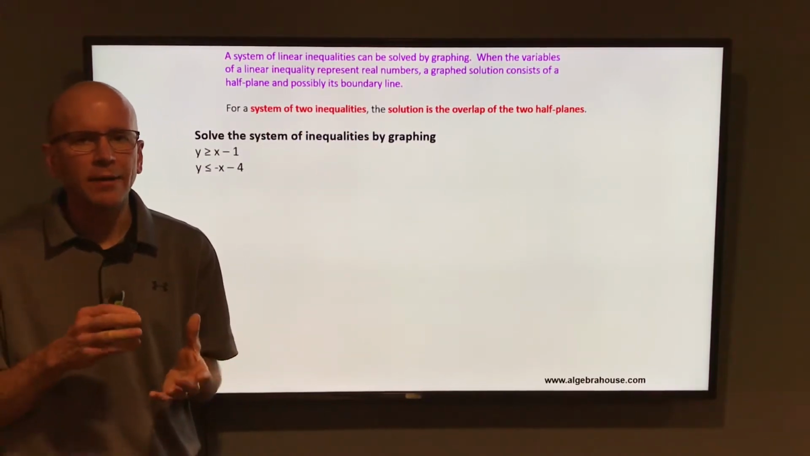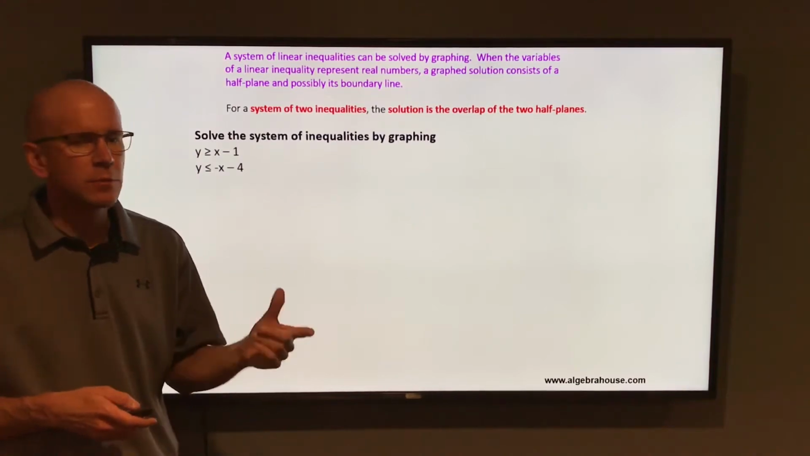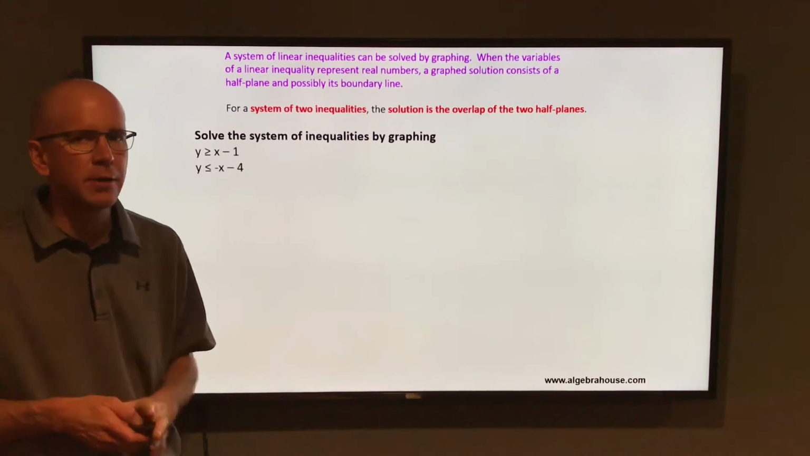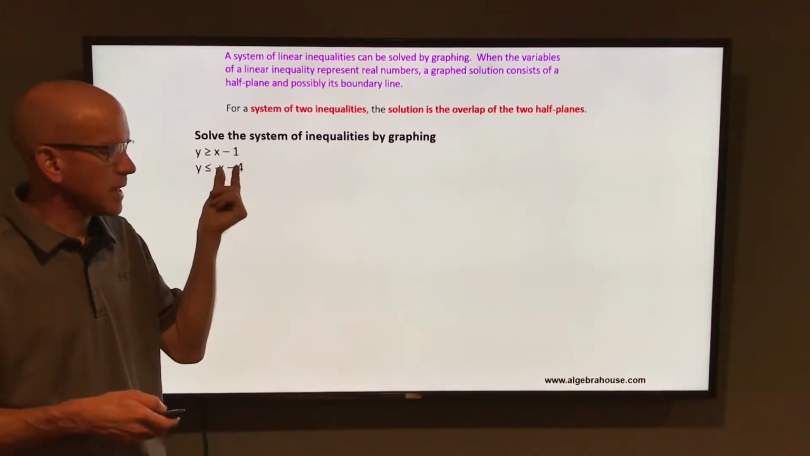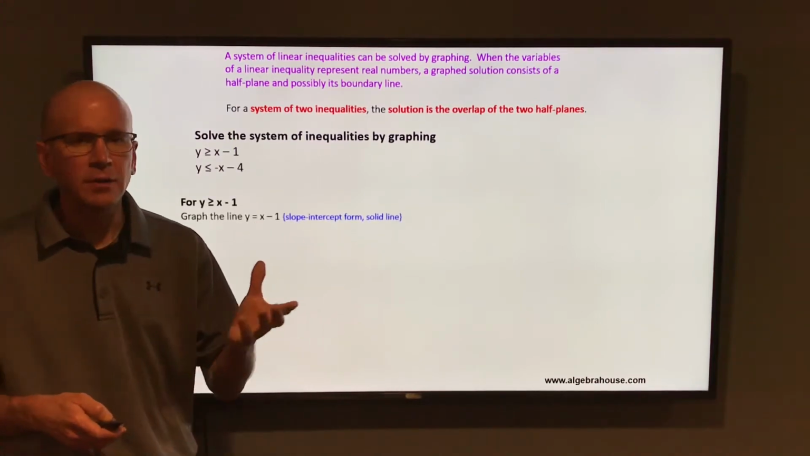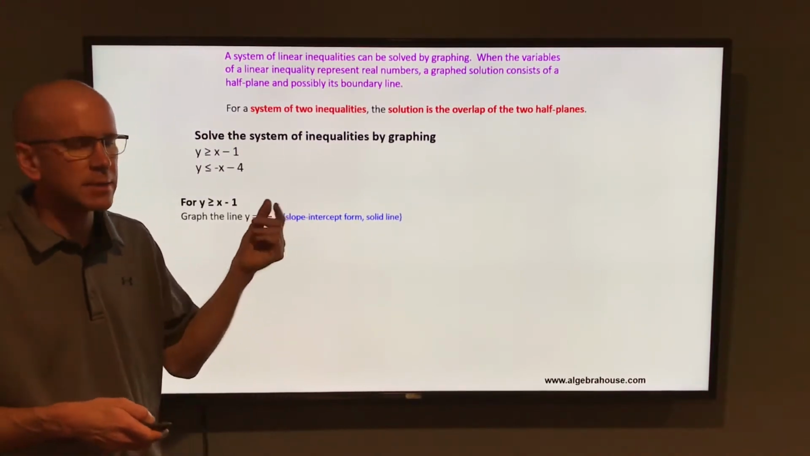So where these two half planes overlap, that is the solution set to this system. Those are the xy values that these two inequalities share. Those are the xy values that make a true statement in both inequalities. So those are the xy values that are solutions to that system.